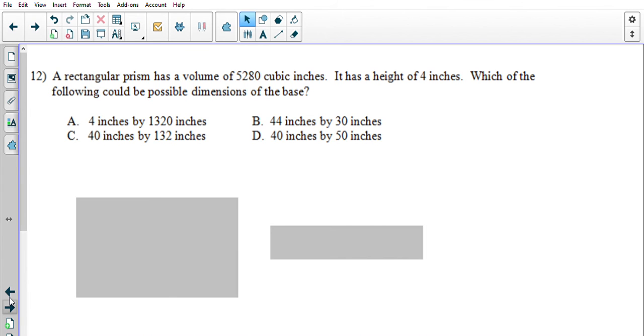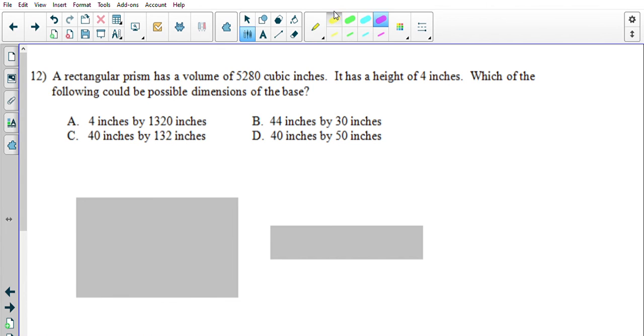All right, number 12, our last question, which is a multiple choice problem. I added this a few years ago because it's really similar to the question that's on your test. So let's take a look at it. A rectangular prism has a volume of 5,280 cubic inches. It has a height of 4 inches. Which of the following could be possible dimensions of the base?